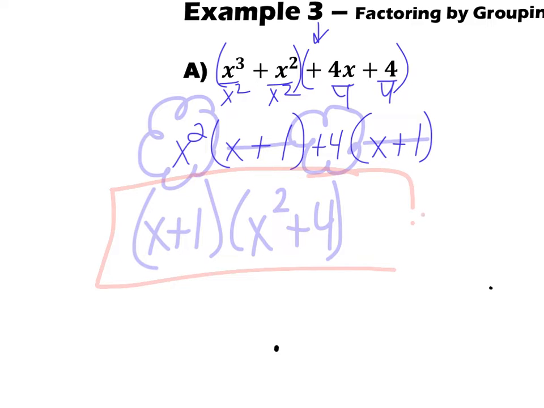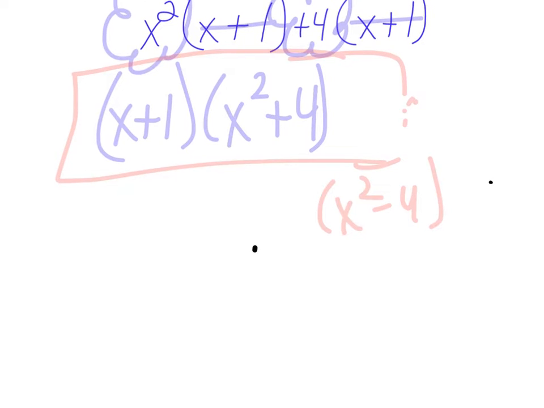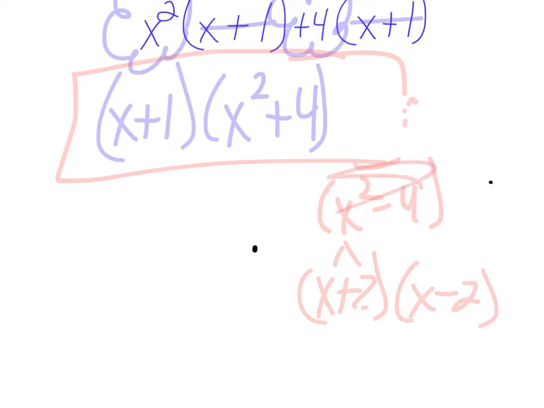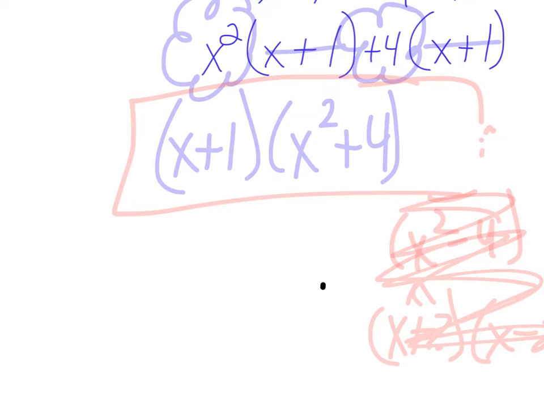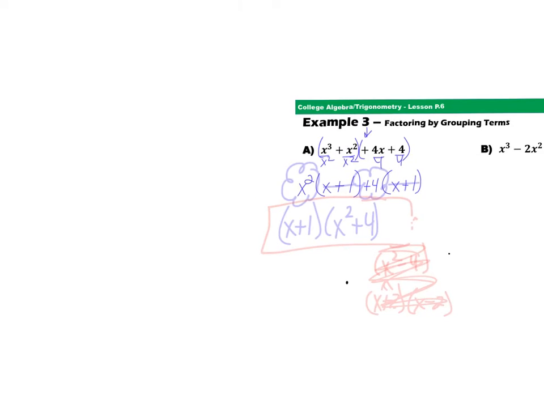If it was x squared minus 4, what could you break that down into? X plus 2, good, Hayden, and x minus 2. But it's not. So that's not true right now. If it was minus, if it's perfect squares on either side and there's a difference, you can do that.